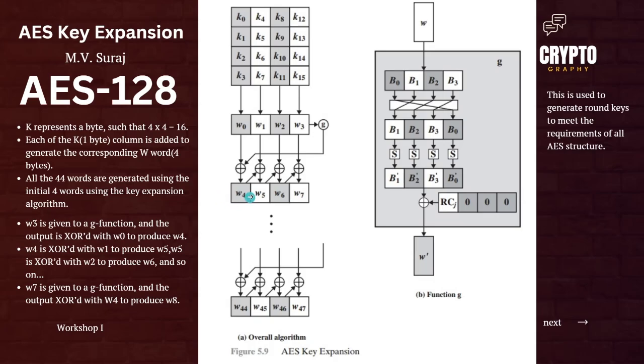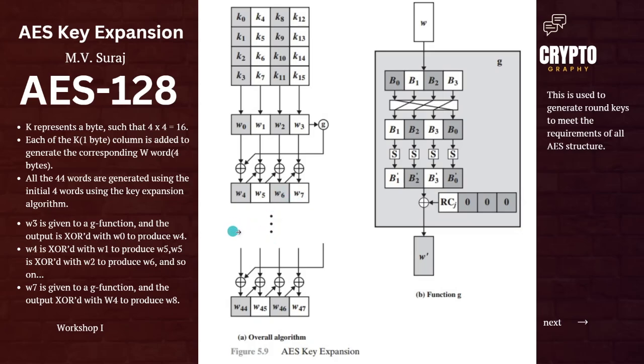Now you can't do the same thing for W4. What you have to do is perform XOR with this W4 and W1 to get W5, and you will do the same thing to get W6. So you will perform XOR of W5 and W2 to get W6. Now you will get the W6 and perform an XOR with W3 to get W7.